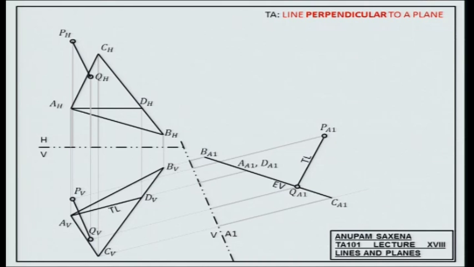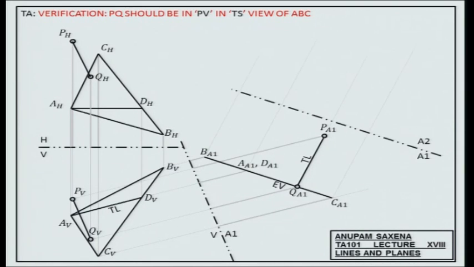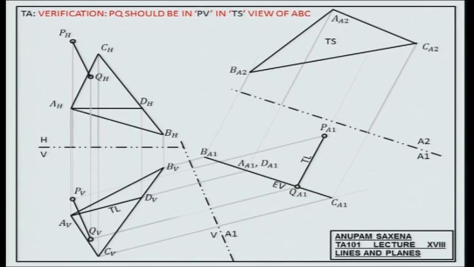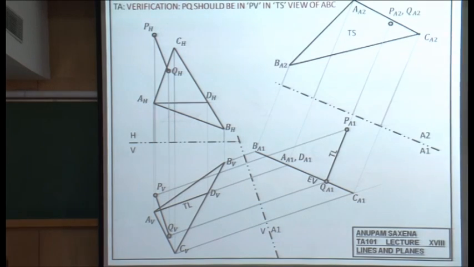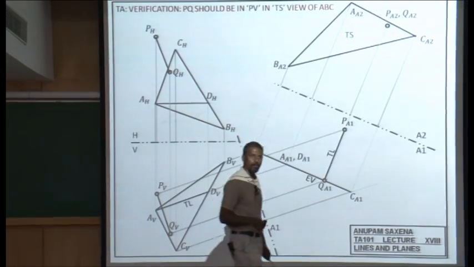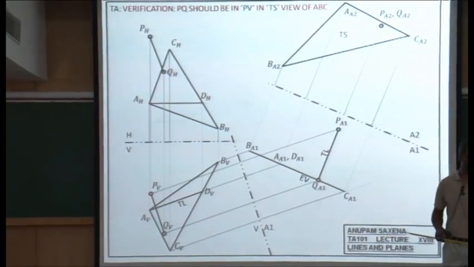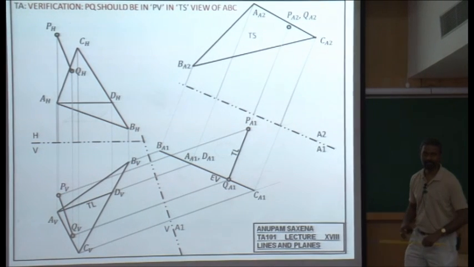Verification: PQ should be in point view. This is important. PQ should be in point view in the true shape of ABC. Would that be the case? So if you get the true shape of the plane, and if you get the corresponding projection of PQ onto the true shape, this would be the point, it should be in the point view. So when you are doing this, always verify, always have those little checks that you can use to verify whether you have done something correct or not.